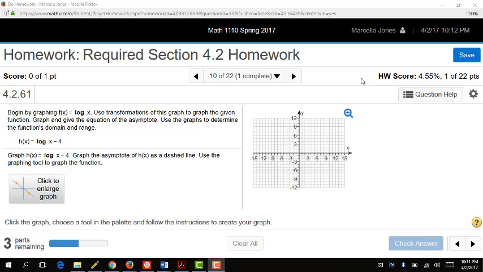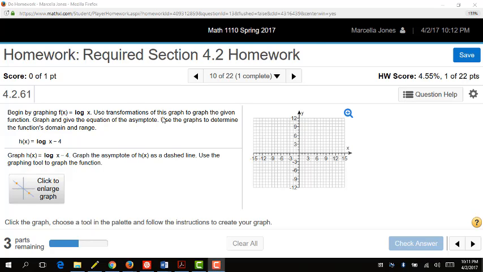Okay, let's look at exercise 61 from section 4.2. This is problem 10 of the section 4.2 homework. And we want to graph f of x equal common log of x. Remember, if we see log and there's no base written, the base is 10. So we first want to graph that and its asymptote.